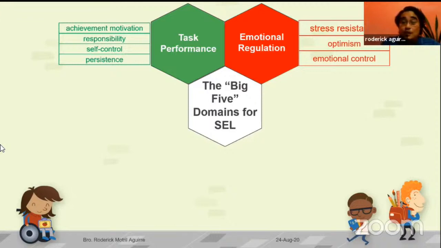Okay, let's proceed. So once we have facilitated emotional regulation among our students, like again, ang korpo ng emotional regulation is conversation.